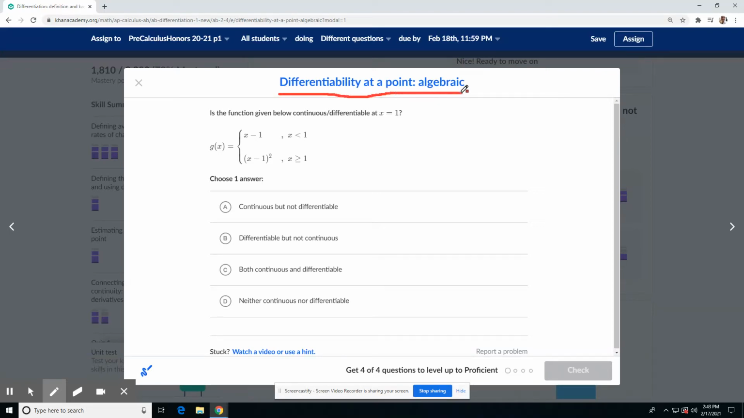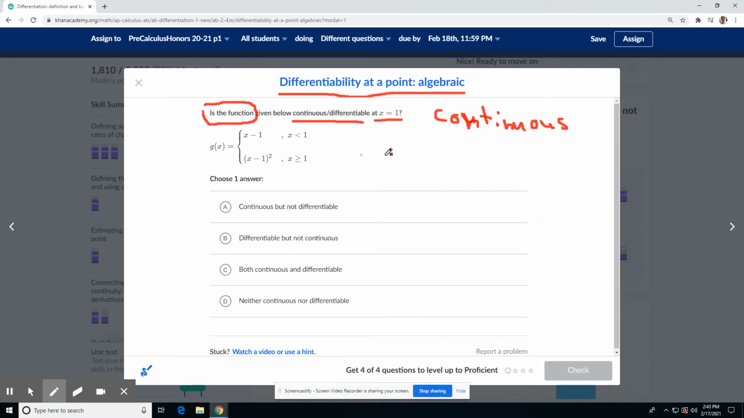Differentiability at a point, the algebraic method. Is the function given below continuous and differentiable at x equals 1? Okay, so first we look at the continuous aspect. Continuous basically means if you plug in 1 into each of these, do you get the same output?